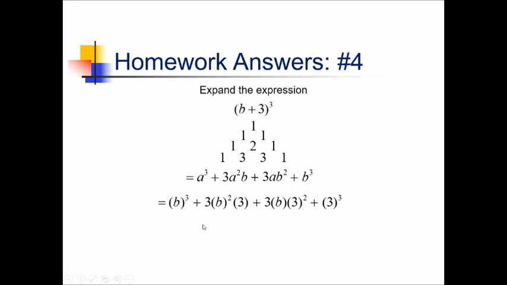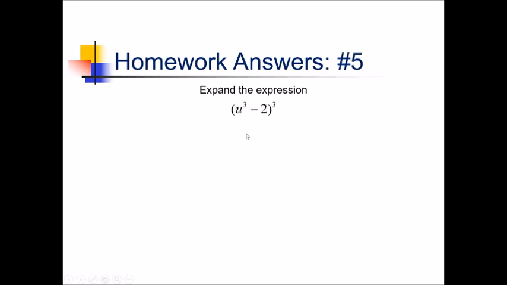Let's simplify this thing. So we've got b cubed. Next, this is going to be 9b squared plus, let's see, 3 times 3 squared, that's 3 times 9, 27b. Finally, plus 27.